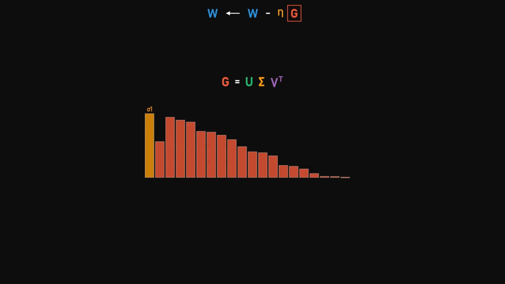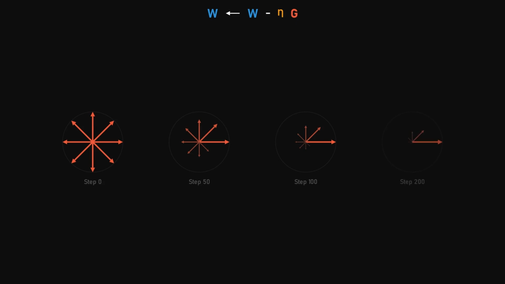The gradient G is not a bag of numbers, it's a matrix, which means it has its own SVD, its own singular values, and its own geometric shape. In practice, a gradient's singular values are wildly unbalanced. The largest can be 50 or 100 times the rest, and that's the pancake from before, now in the gradient. So when you subtract eta G, you don't update the weight matrix evenly. A few directions get hammered, the rest get almost nothing.